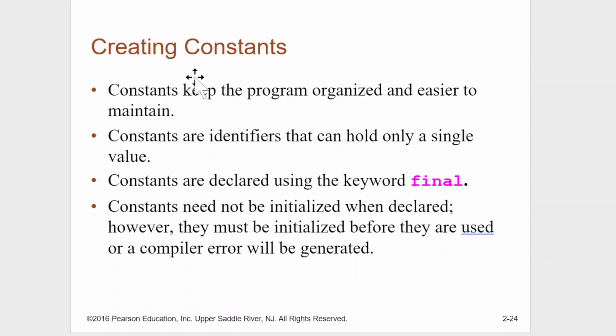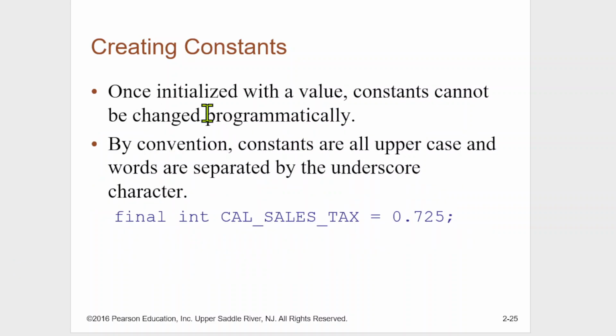Constants are identifiers that can only hold a single value. Constants are declared using the keyword final. Constants need not be initialized when declared. However, they must be initialized before they are used, or the compiler will error out in general. So once initialized with a value, constants cannot be changed. By convention, constants are all uppercase and words are separated by the underscore. This is a convention. This is not a rule you have to follow. It's not a code rule.